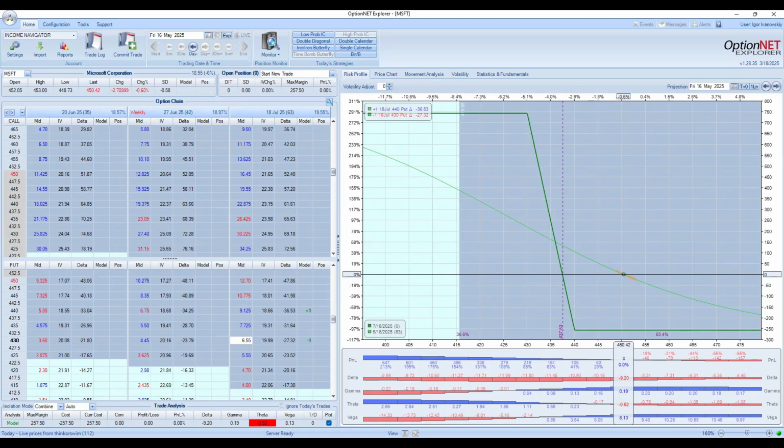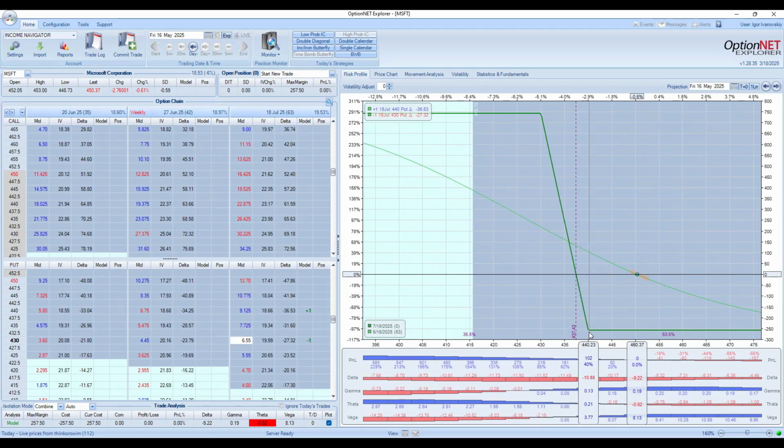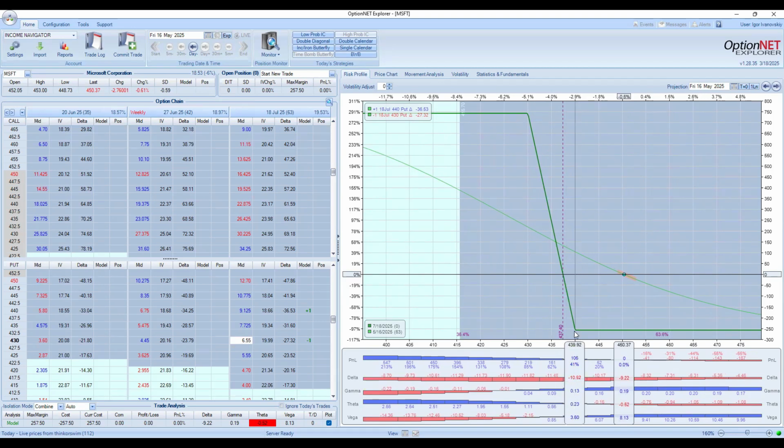We cannot make any more. Why? Because if Microsoft is at 420, both options are now in the money. What that means is that if we're going to put the stock at 440 to whoever sold this option to us, right? Someone sold us the 440 since we're long. So we turn around and we sell the stock at 440.